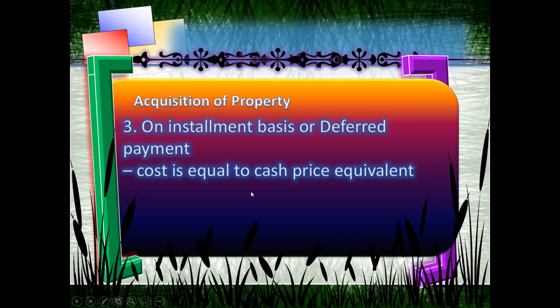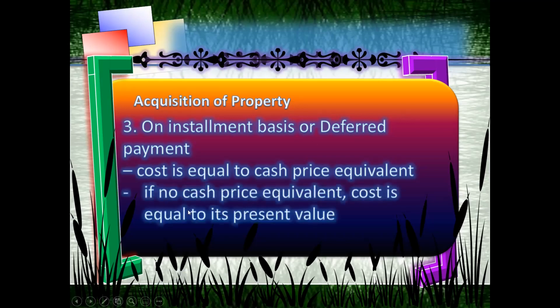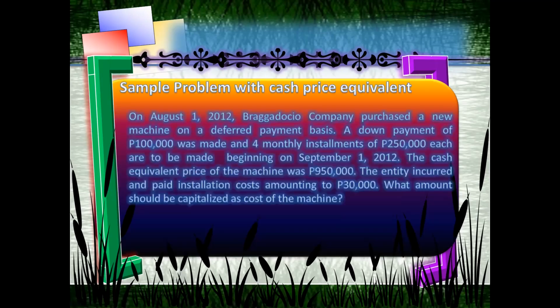Yung again implied interest. So if there's no cash price equivalent, so what if hindi given or hindi available yung cash price equivalent? So you have this alternative. Now you can determine the cost by computing the present value because kapag walang cash price equivalent, the cost is just equal to its present value. So in short, present value of all payments that you'll be making because of this particular acquisition. Okay, meron tayong sample problem dito na merong cash price equivalent.